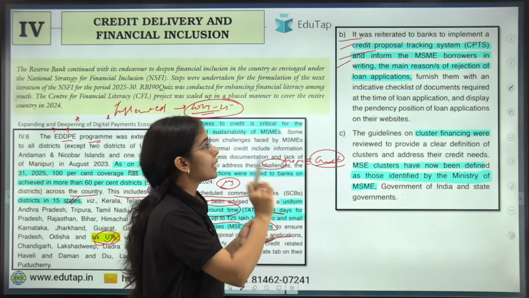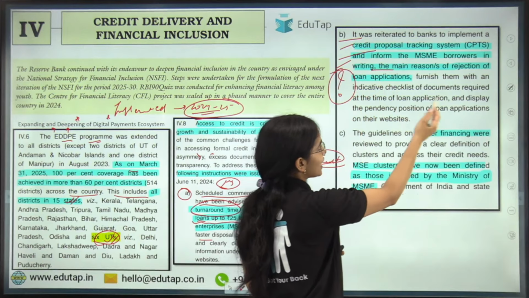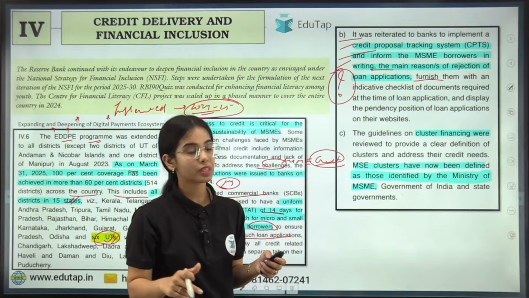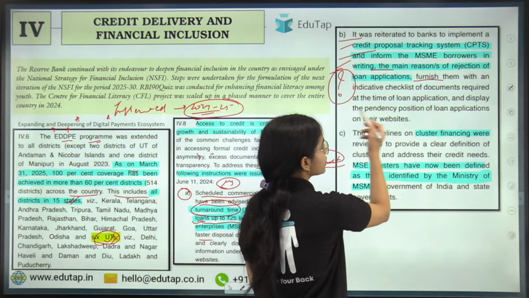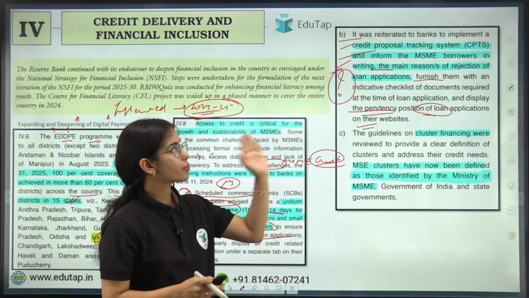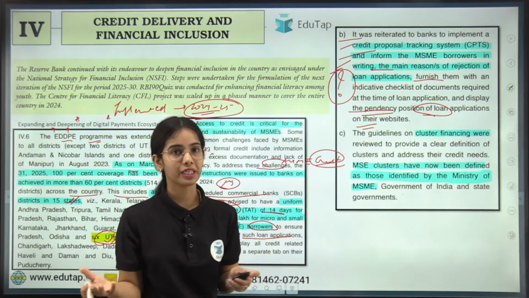Okay, so it was reiterated to banks to implement a credit proposal tracking system and inform the MSME borrowers in writing the main reason for rejecting the loan application, furnish them with the checklist of which documents they require, as well as display the pendency position of loan applications on their website. So this credit proposal tracking system has to be developed and implemented by the banks.